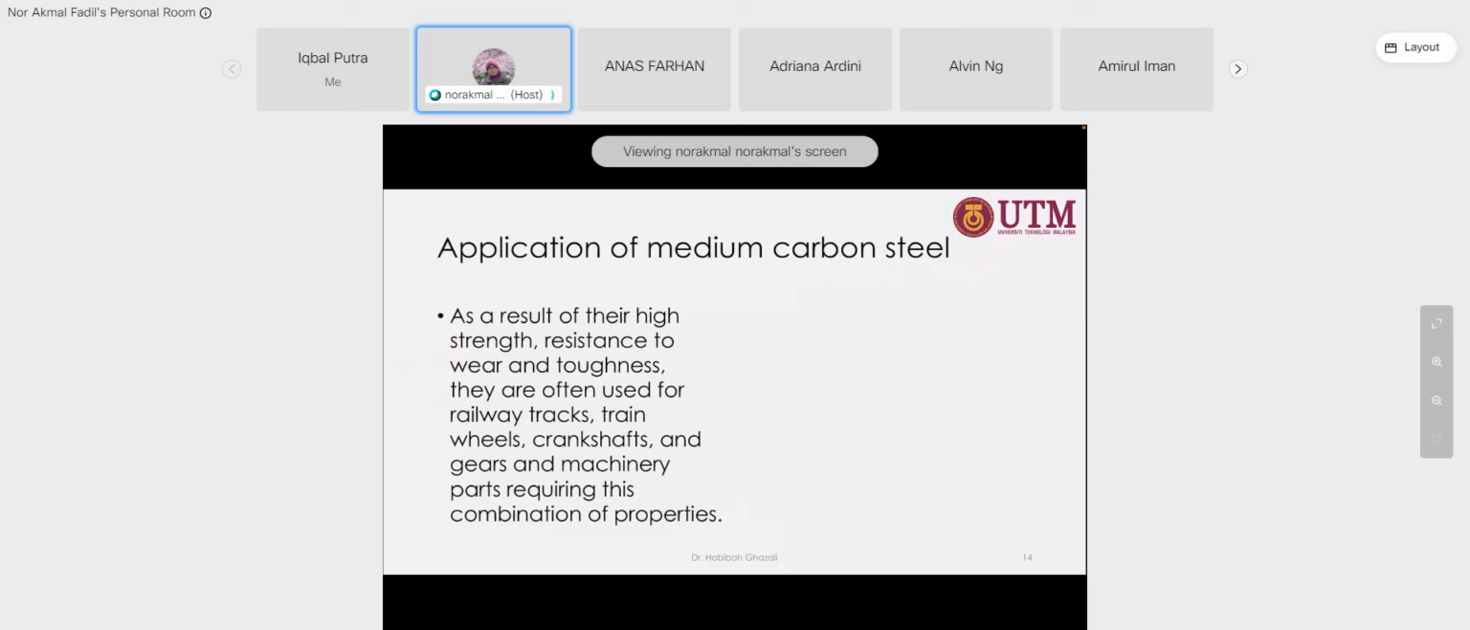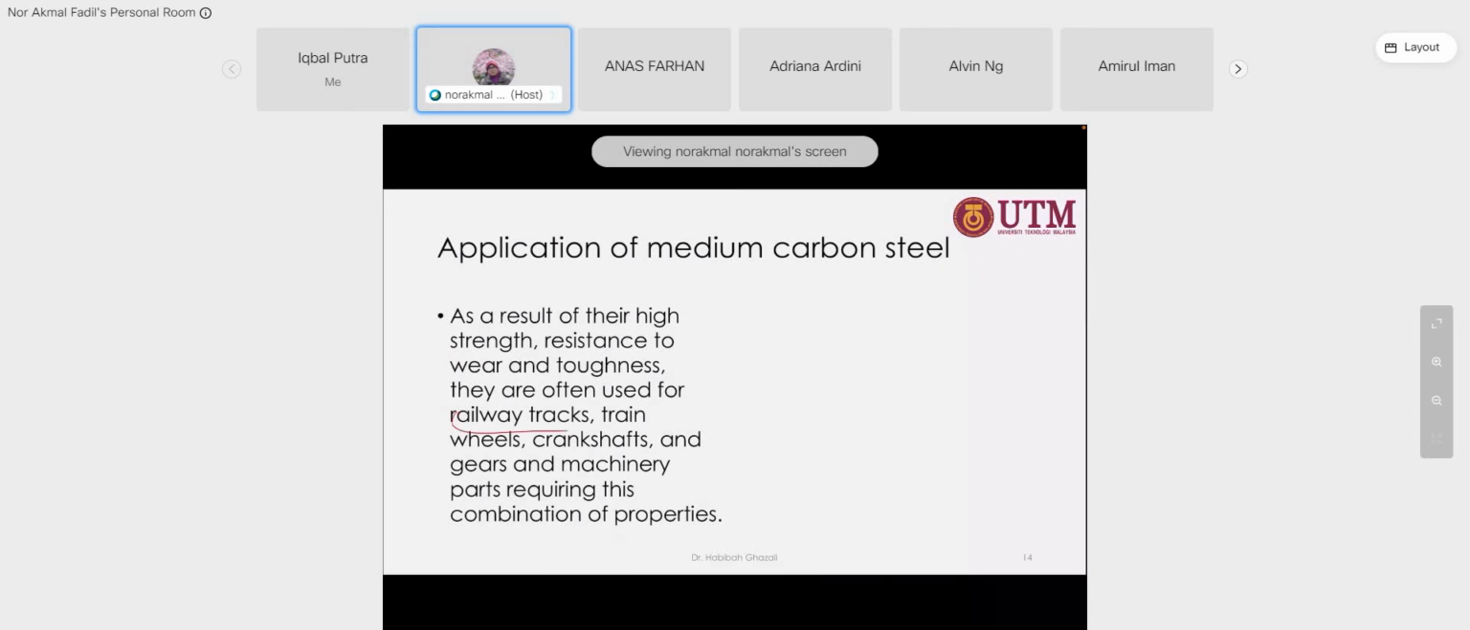But that one is another story. They have another prevention for the earthquake. They have designed the earthquake prevention in their system. But look at the comparison of the application. Okay, low carbon steel and medium carbon steel. Low carbon steel is mostly for the static load, but medium, look at this.